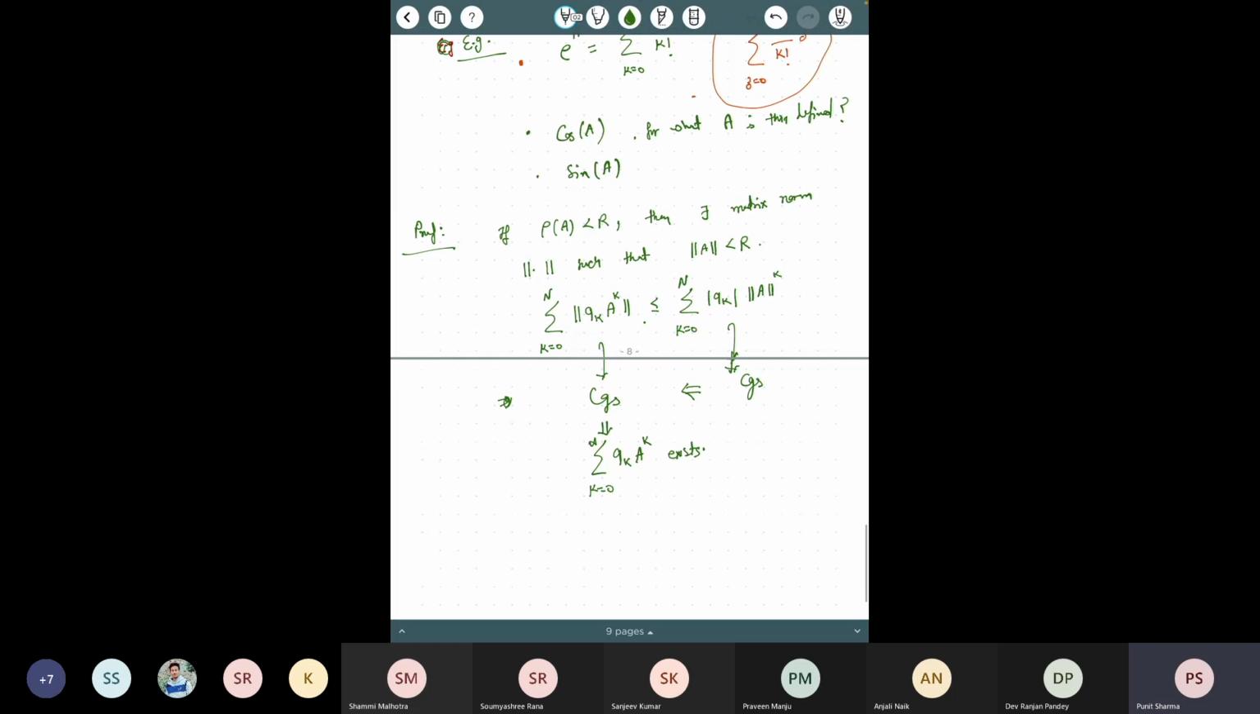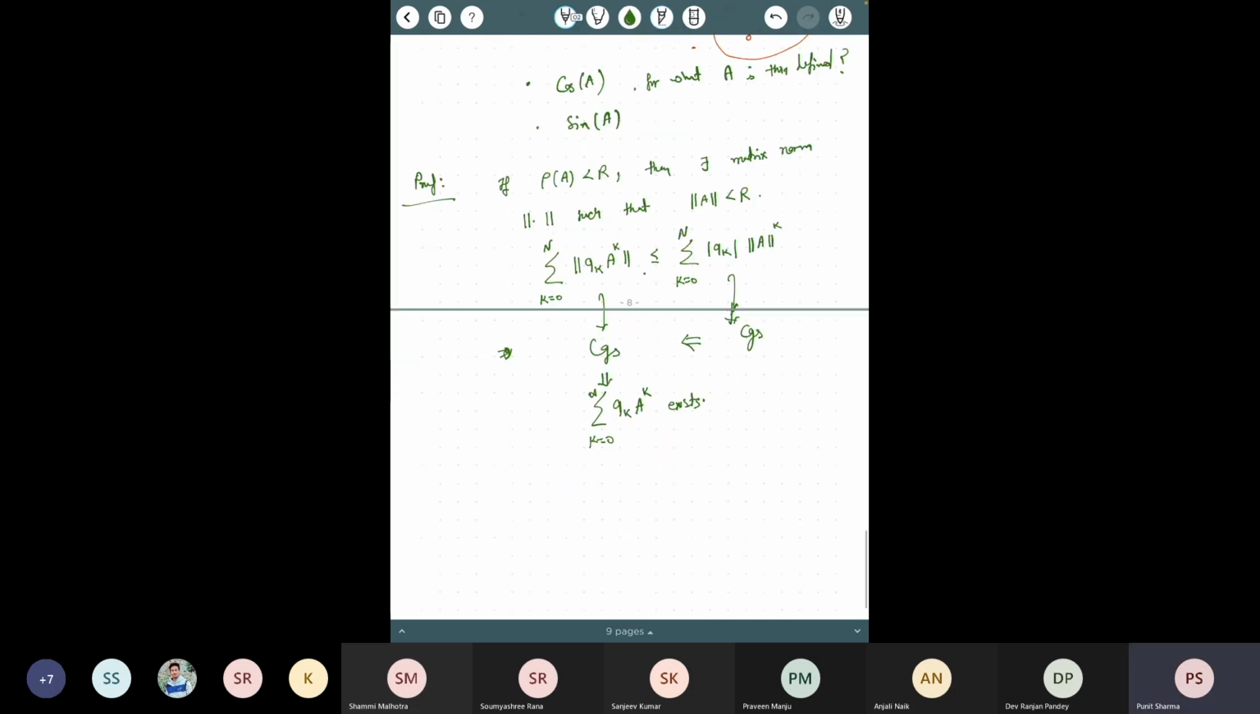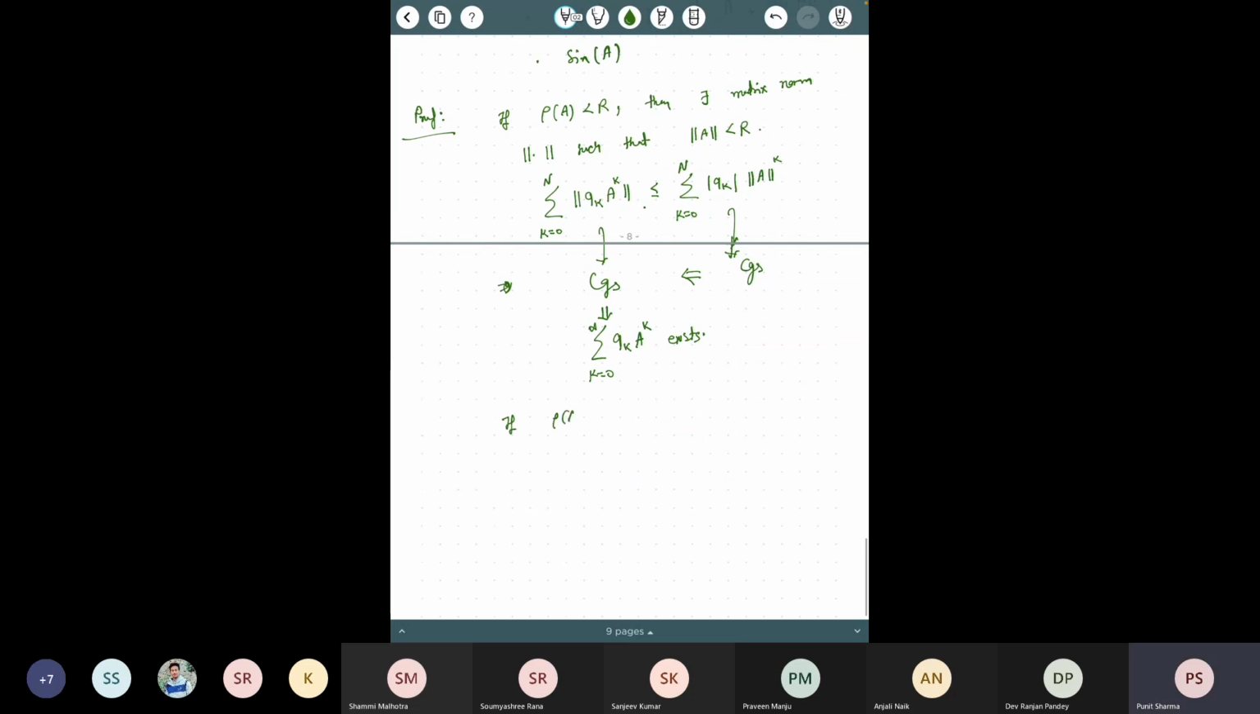Okay, so clearly whenever the spectral radius is less than r, this series is convergent. But similarly, you can show that if rho A is greater than r, then this series is divergent. Why is this? Because if rho A is greater than r, what does it mean? It means that there exists an eigenvalue lambda such that mod of lambda is greater than r, right?